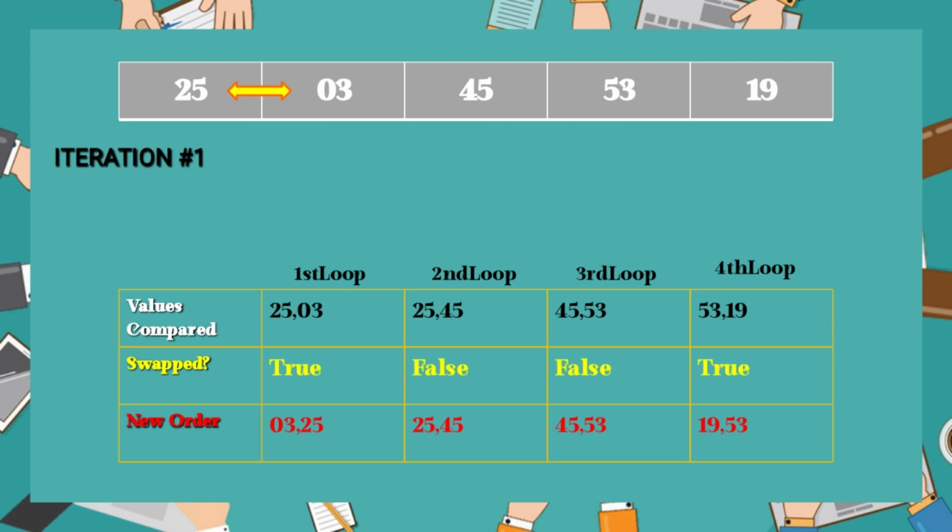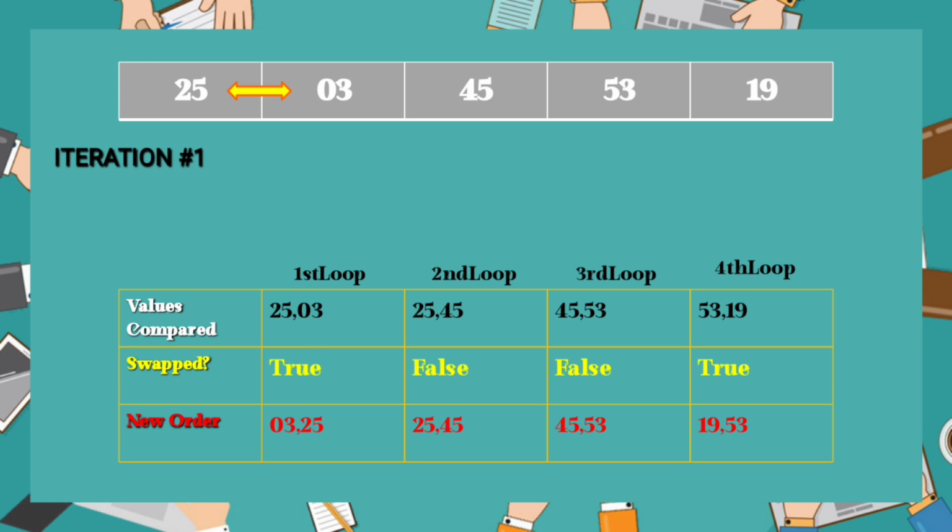Next values for the third loop, 45 and 53. So, ganun din, walang swapping na mangyayari. 45 and 53 will retain ang kanilang order. And then, for the fourth loop, we have 53 and 19. As you can see, 53 is greater than 19. So, kailangan natin silang iswap. After the fourth loop, makikita natin yung 53 ay nasa dulo na. And as you can see, 53 is the largest value na meron tayo sa list.